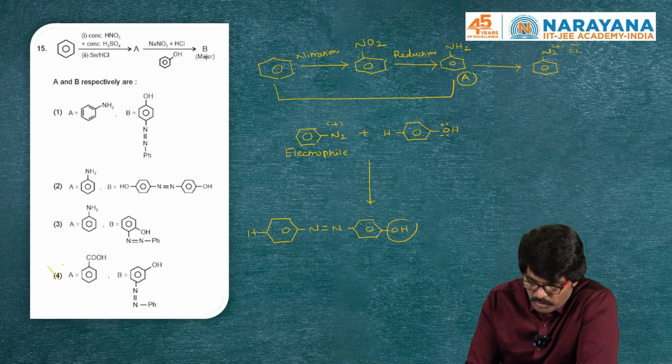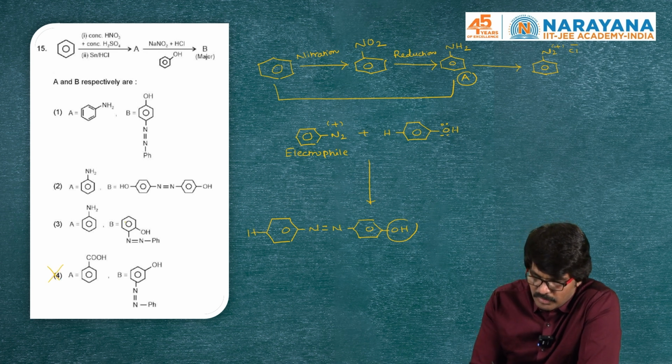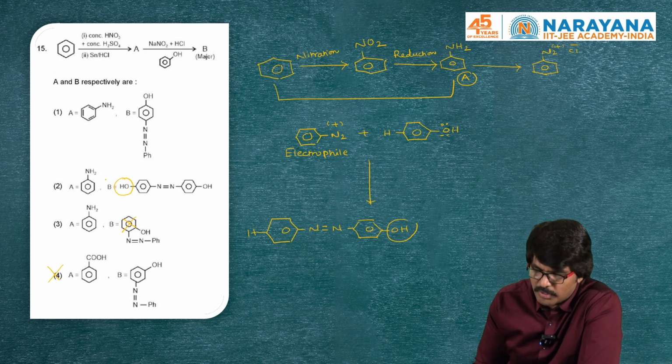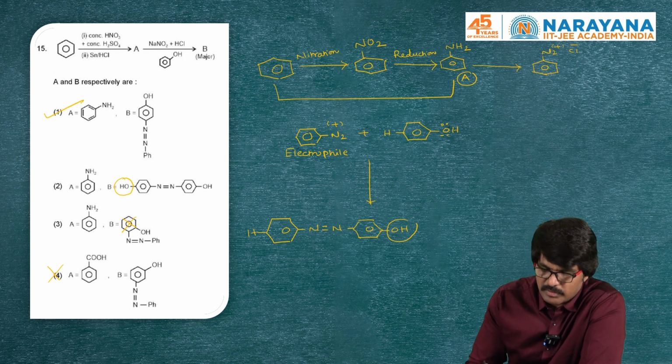So here this is only hydrogen. So this is ruled out, because aniline is given; this is also ruled out, because he gave it at another position; and obviously this is also ruled out because of the additional OH group. So you have to go for the first option.